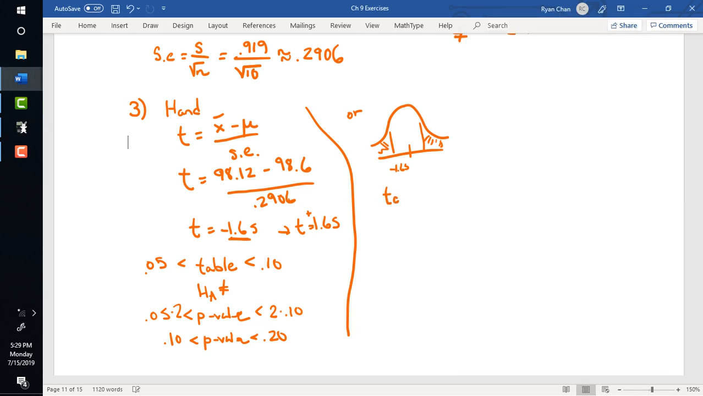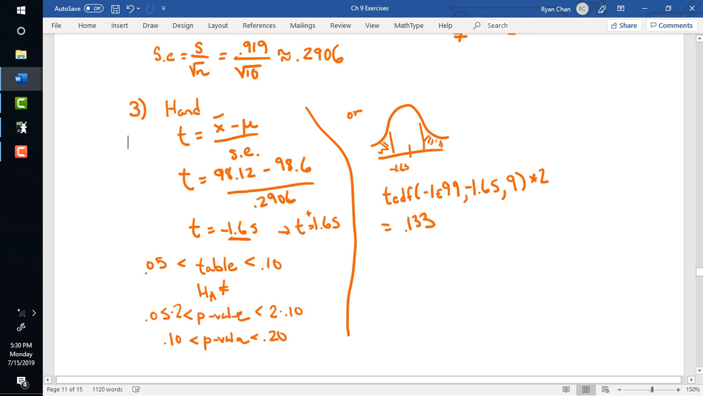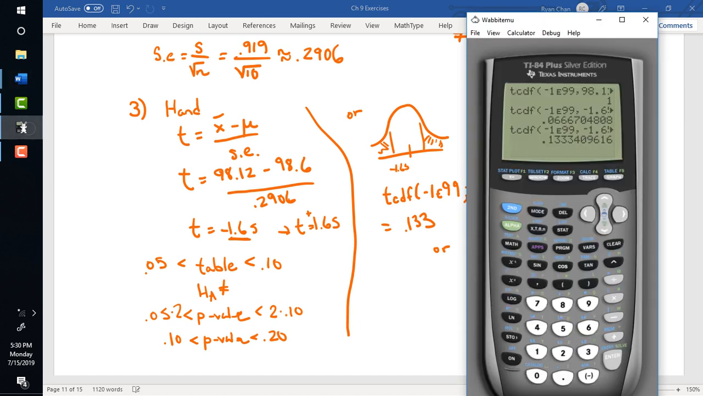You'll write tcdf(negative 1E99, negative 1.65, 9), right? Because that's your degrees of freedom, and then you can multiply it by 2, and you'll get, according to my calculator, 0.133. Okay? Now, that should make sense because 0.133 is between 0.10 and 0.20 here. Okay? I will also show you another method.